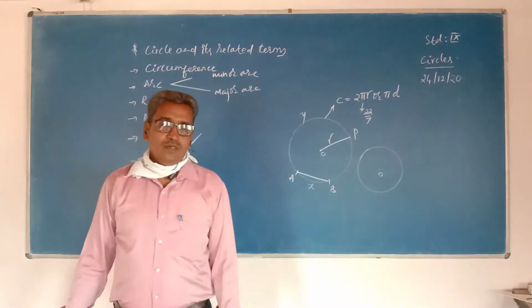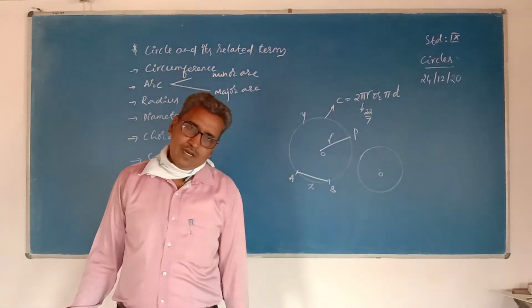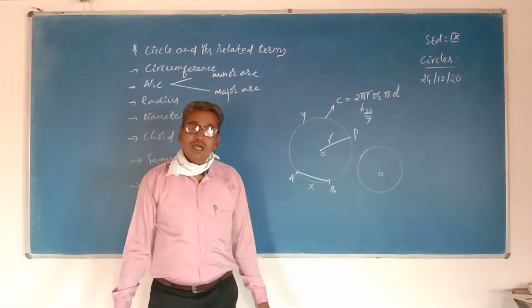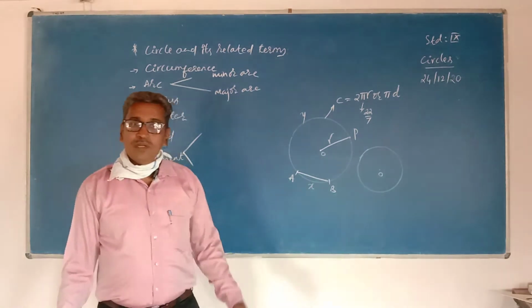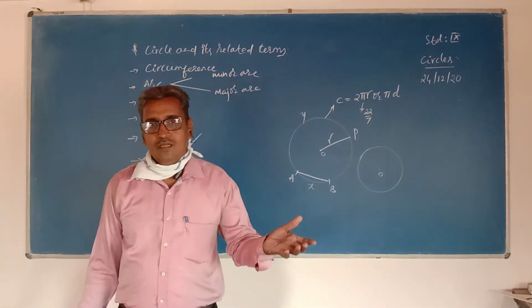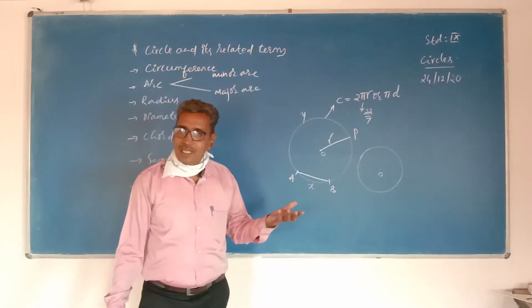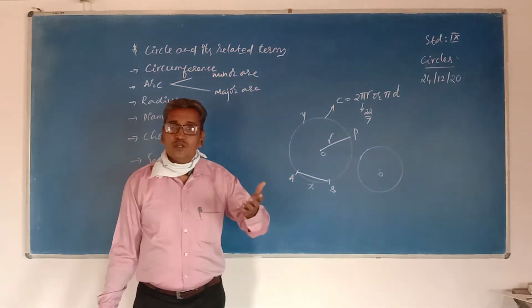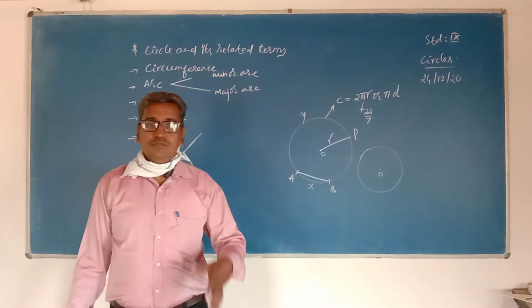This is one example, one question. How many radii can be drawn in a circle? How many points are there in the circumference? Infinite. Not only 3, 4, 5, 6, 7, 8, 9 like that. No. An infinite set of points which are equidistant from a fixed point forms a circle.